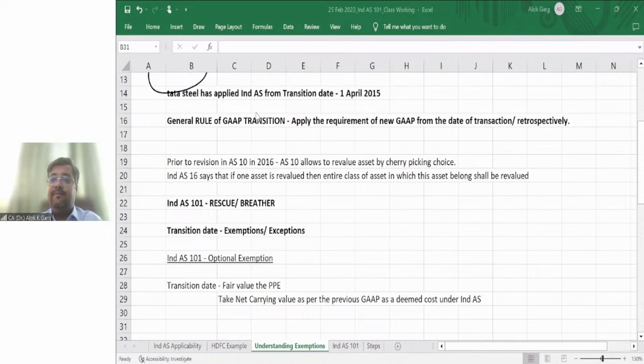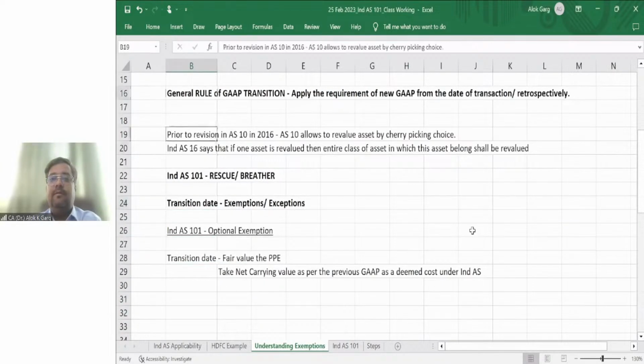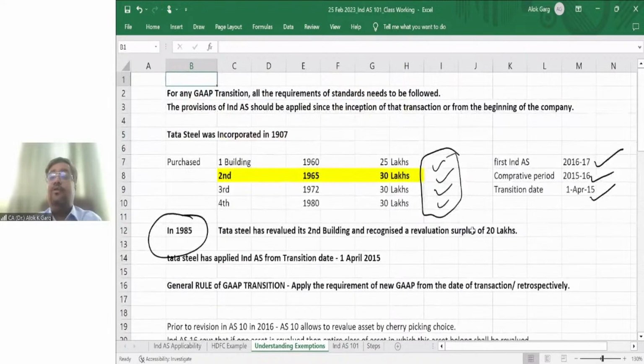Is it clear? Have you understood this or you have not understood this? Please let me know. So this is why the exemption and exceptions have been given under Ind AS 101. Okay.